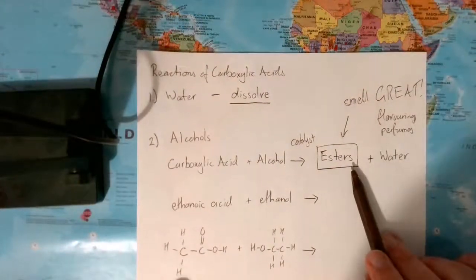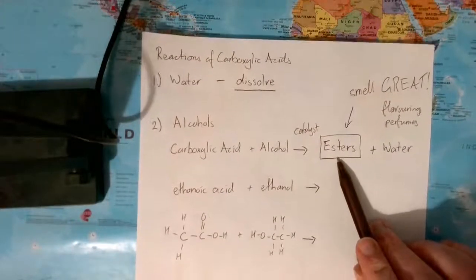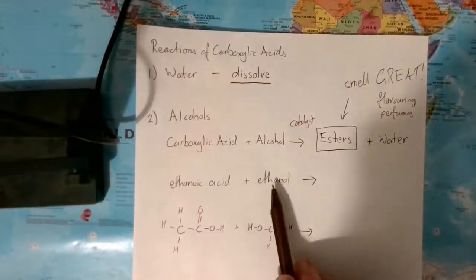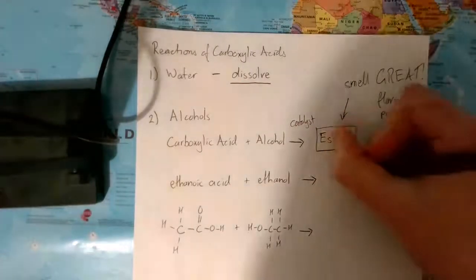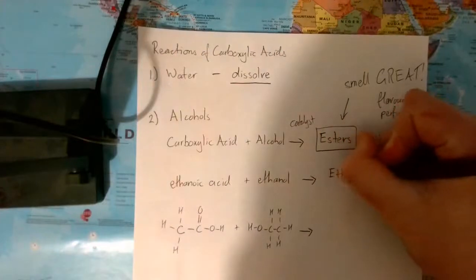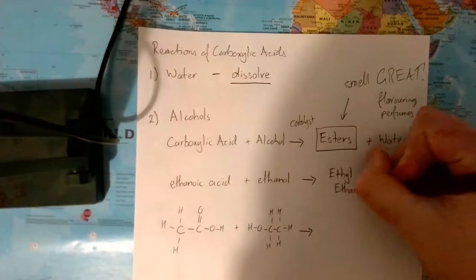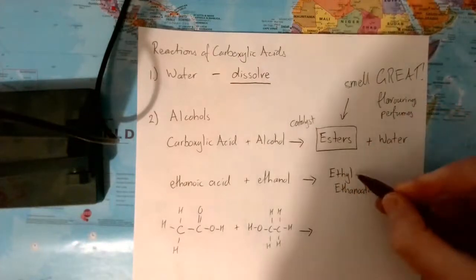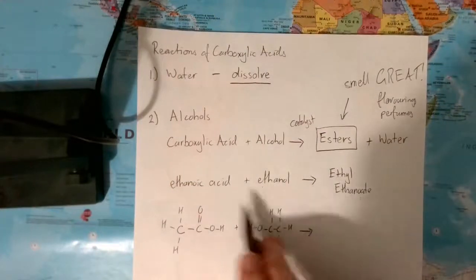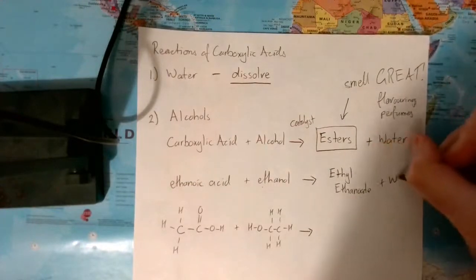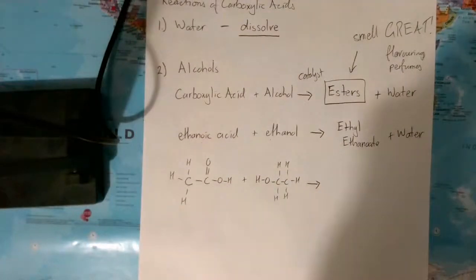You don't have to know the names of any esters except for one, and that's the one where if you reacted ethanol with 2 carbons with ethanoic acid, and you do need to make a note of this name here, you get a chemical called ethyl ethanoate. Eth from one and eth from the other, and yes, you get water. So I've drawn these 2 chemicals out below.